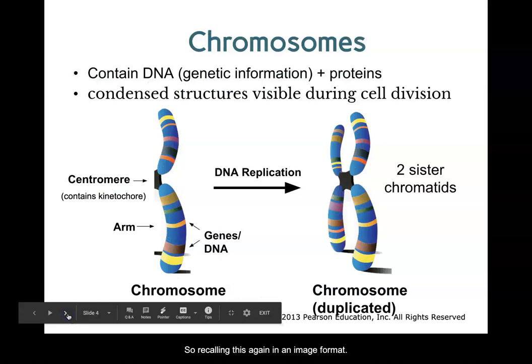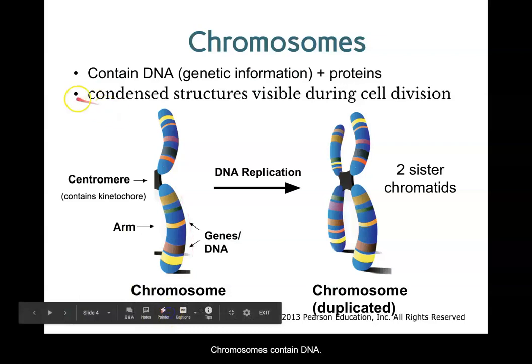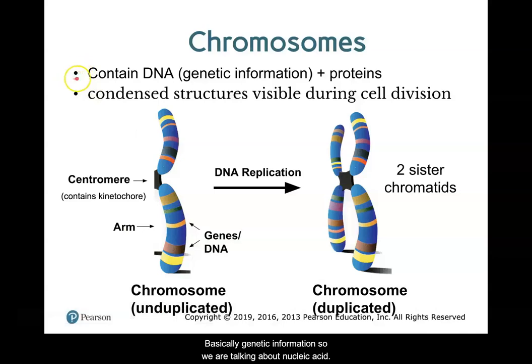So recalling this, again in an image format, get my little pointer here. Chromosomes contain DNA. Chromosomes are basically genetic information, so we're talking about nucleic acid, as well as some proteins. You're going to see what these proteins are in later lectures. If you tell me that you have a chromosome, you're telling me that you have a condensed structure of DNA. This is where DNA condenses and becomes very tightly packed, kind of all being in the same spot.